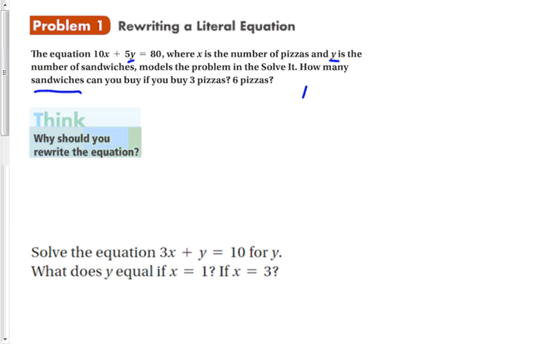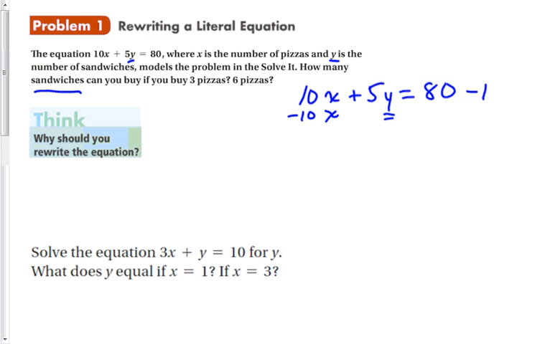So the first thing I'm going to do is take this equation, 10x plus 5y equals 80, and transform it using the properties of equality to solve it for y. So I want y all by itself. Now, the way you do this is really the same way as you do equations. Notice that this 10x here is added to the 5y. So if I want to undo that, I'm going to subtract it. So the first step I'm going to do is subtract 10x from both sides.